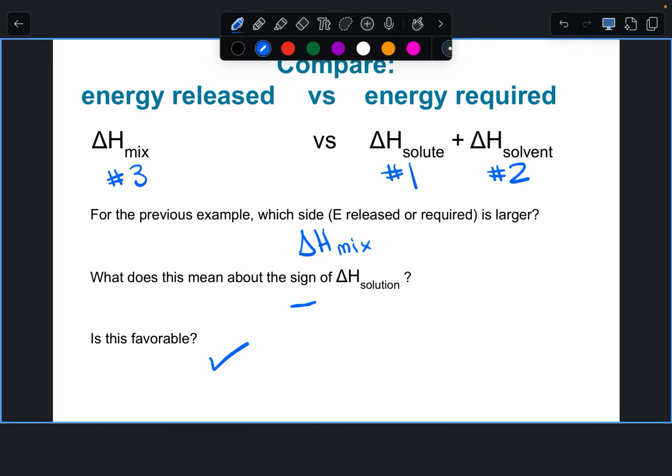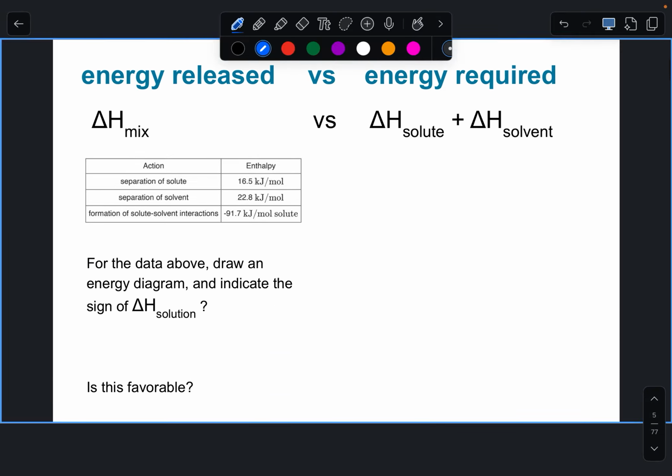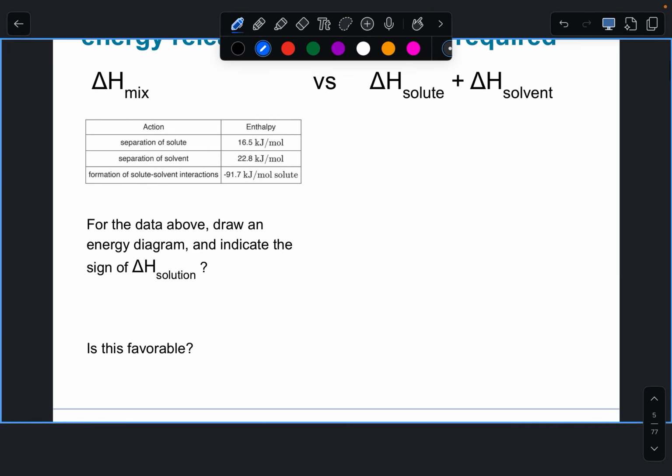And we can actually do this quantitatively. We won't usually see it this specific, but we could represent this if we knew the actual values of all 3 of these steps. We could actually calculate the delta H and determine whether it's exo or endothermic.